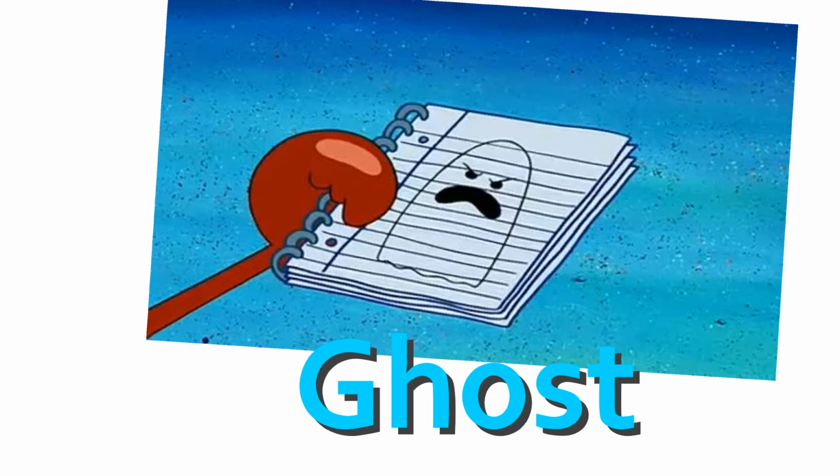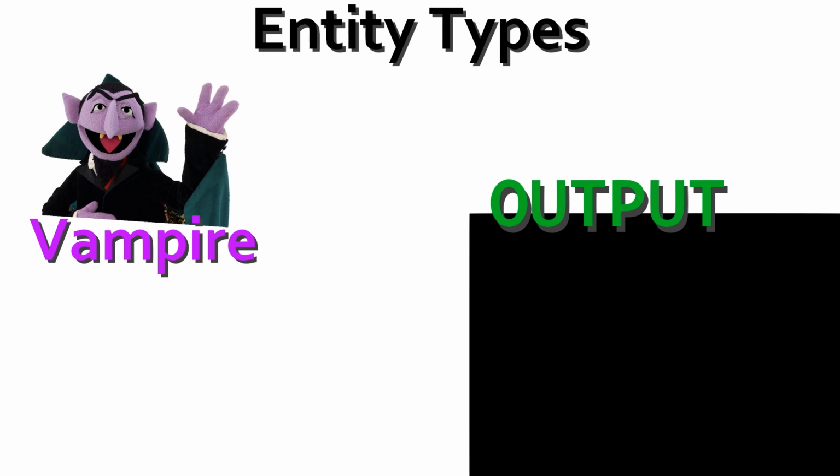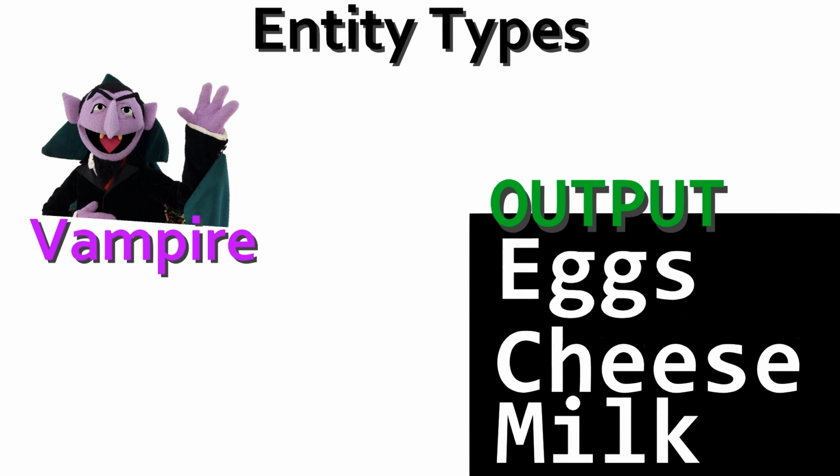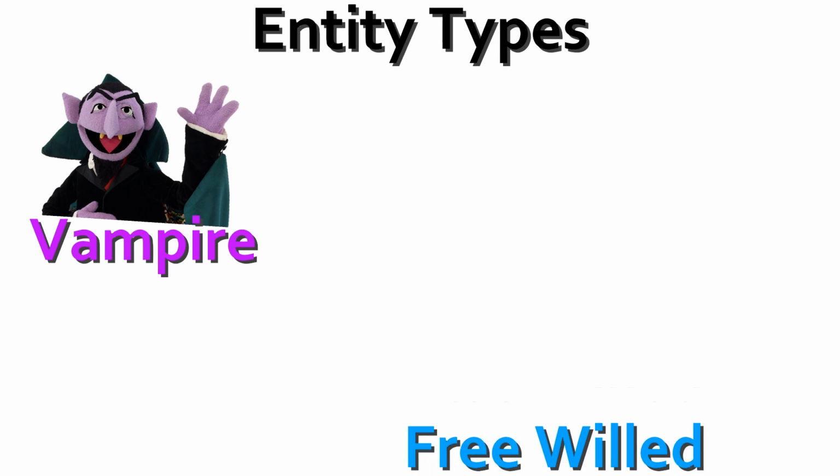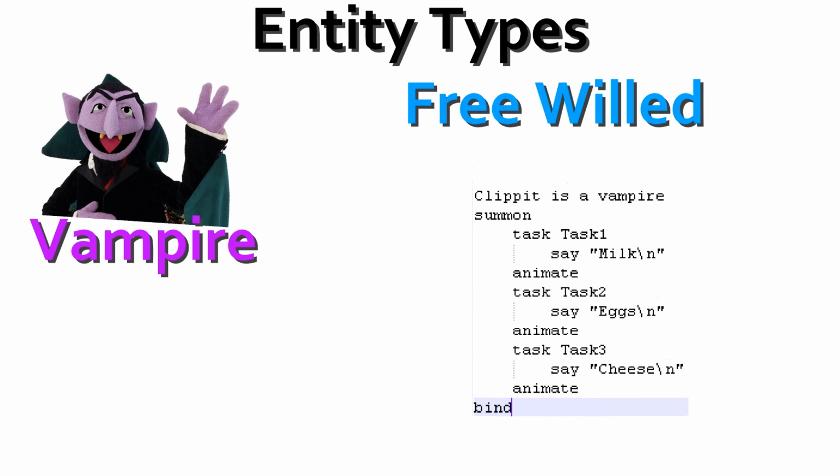That's right, ghosts take a random amount of time to perform their tasks, because they just don't like you. Vampires perform their tasks in a random order each time, so your shopping list gets shuffled each time you run the program. Also, vampires are free-willed, which means that their summoning ends with bind.